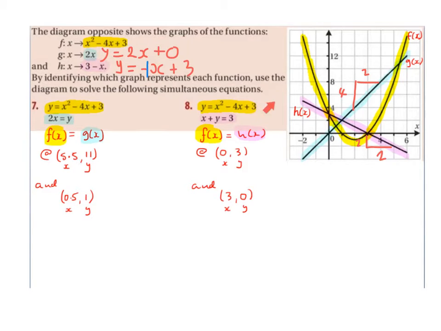Again, the yellow equation represents the U-shaped yellow graph, f of x, and the pink equation represents the pink straight line. If we wanted to solve these algebraically, we could rewrite so that either the x or y was on its own, sub into the other equation, find our x's or our y's, and then solve for the other letter. But we weren't asked to solve algebraically, we were asked to solve using the diagram. So we're interested in where f of x is equal to h of x, so we're interested in the points of intersection. So let's have a closer look.